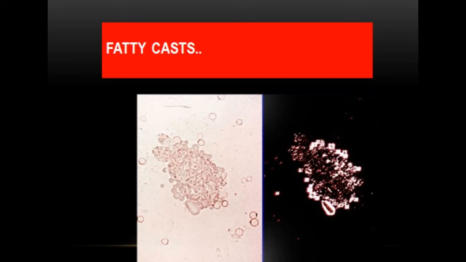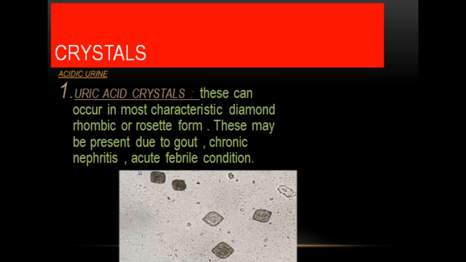Then we have fatty cast. Fatty cast is basically a detection of nephrotic syndrome and toxic renal poisoning in which fat and oil droplets come into the urine, and it is also a very pathological condition.